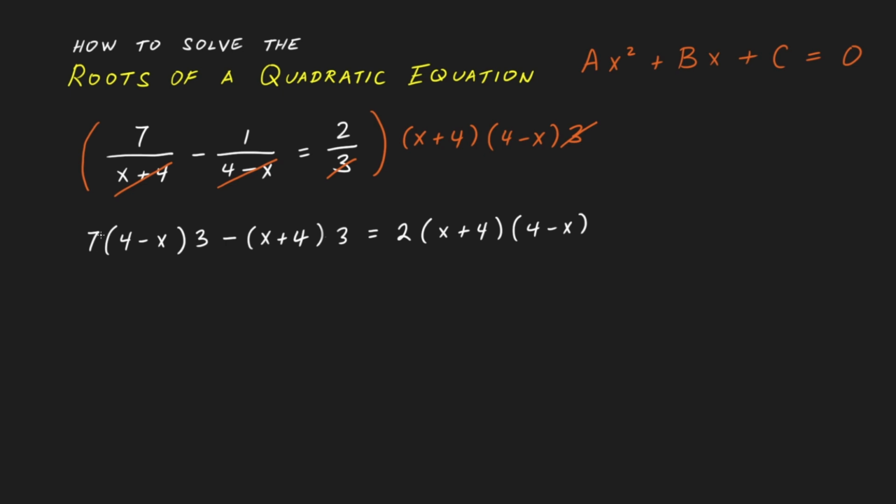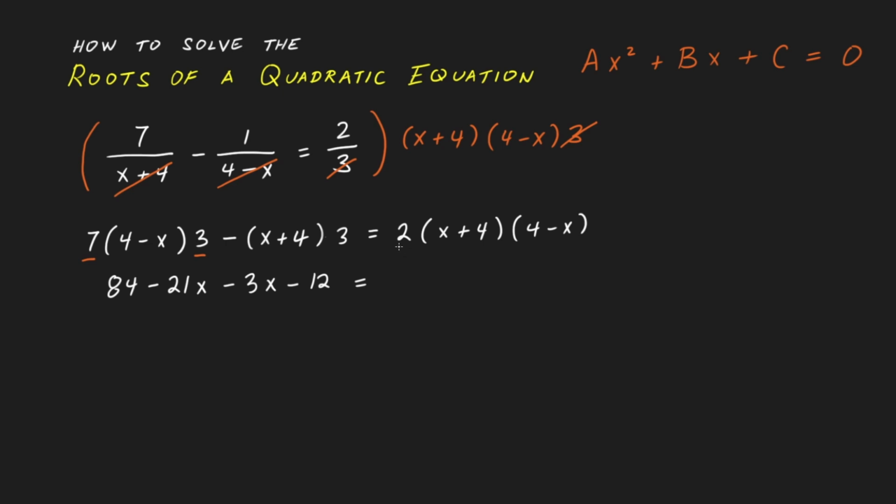Next step. Here we have 7 and 3. Multiply that together, that's 21. 21 multiplied by 4 is 84. So I'm going to write here 84. And then 21 multiplied by negative x, that's minus 21x. And then next term, we have 3 and a minus sign, so that's negative 3. So negative 3 multiplied by x, that's minus 3x. Then minus 3 multiplied by positive 4 becomes minus 12.